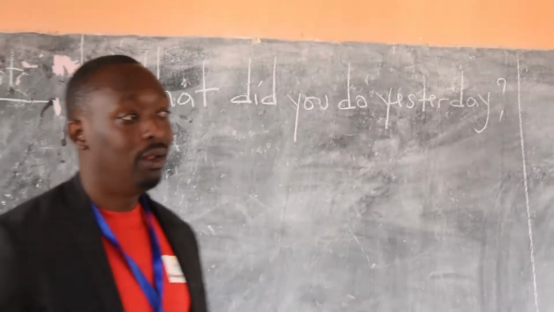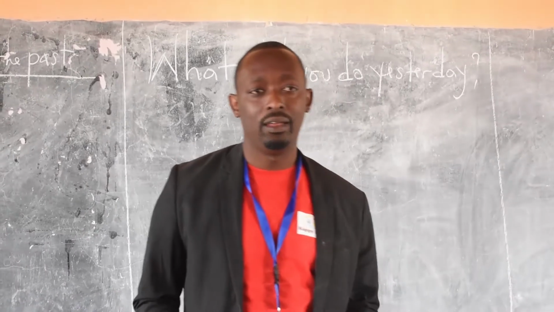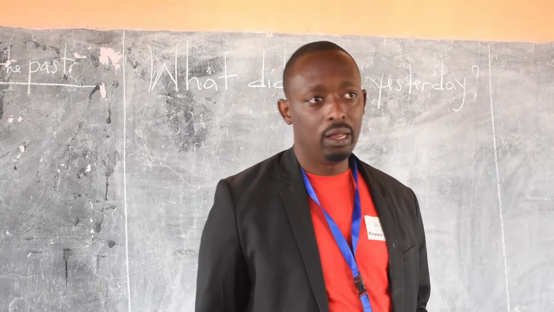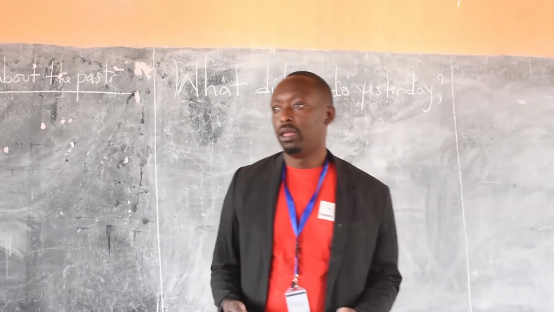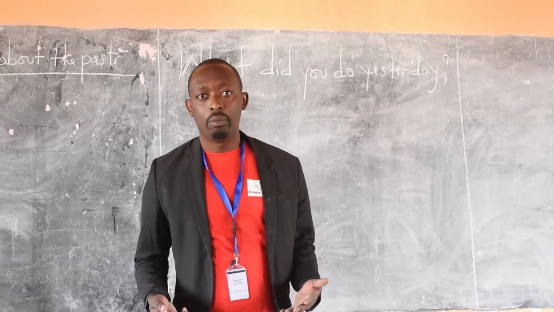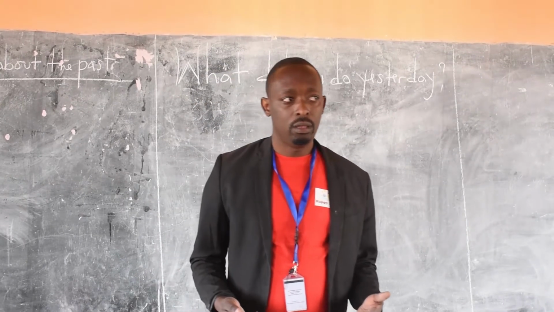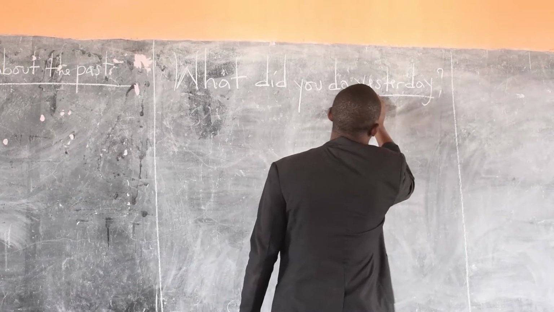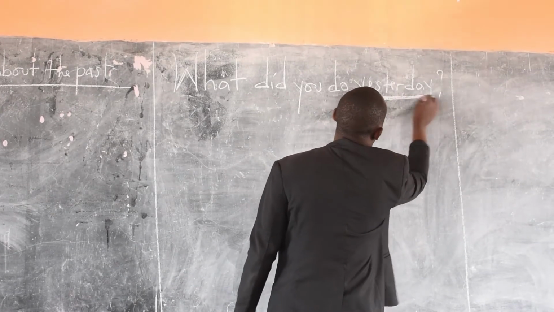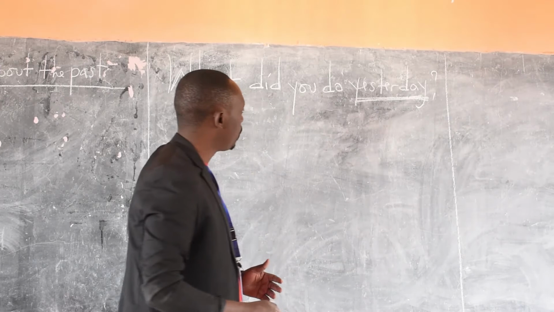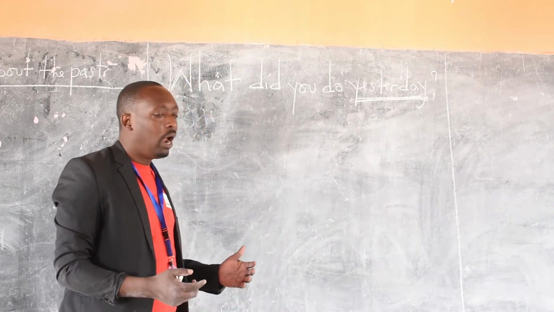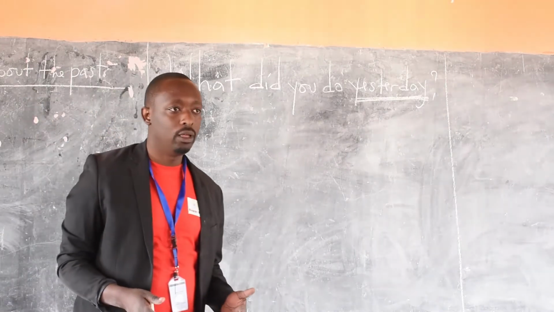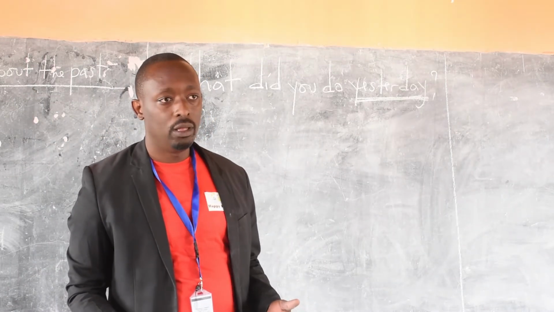The question says, what did you do yesterday? So everyone has something he did yesterday. For example, yesterday I went to play with my friends. What about you? So as you can see in this question, we have this word, yesterday. So yesterday is used to indicate the use of past, the use of simple past.